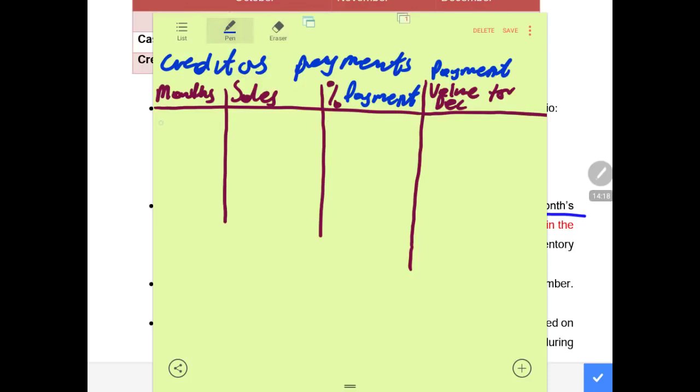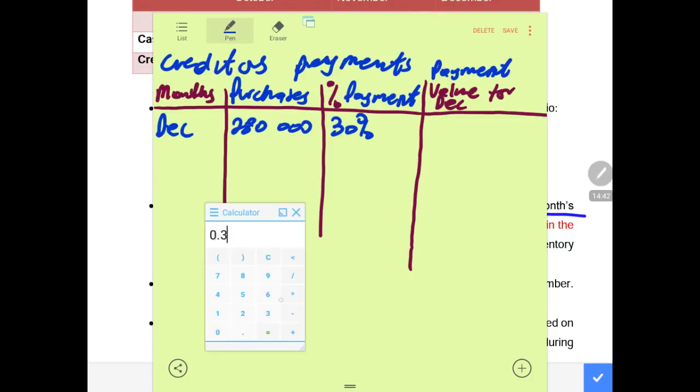Therefore, we are told that the purchases of the month of December amounted to 280,000. These are the purchases of December, and we are told that 30% of that is paid in the same month. So 30% of 280,000 rands is expected to be paid in the same month. This is what we expect to pay.